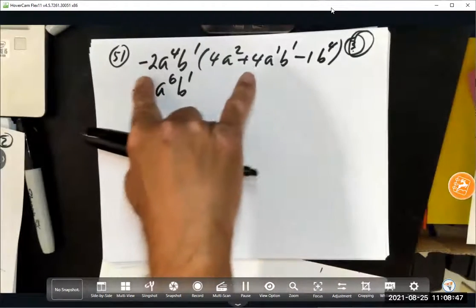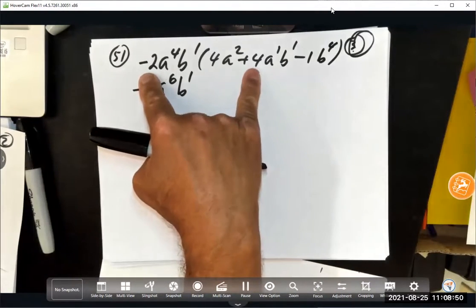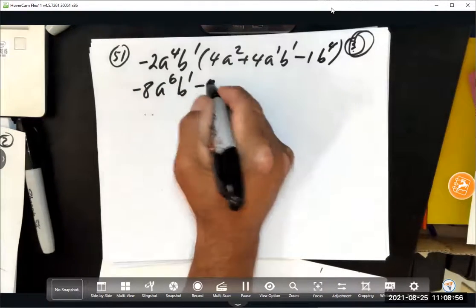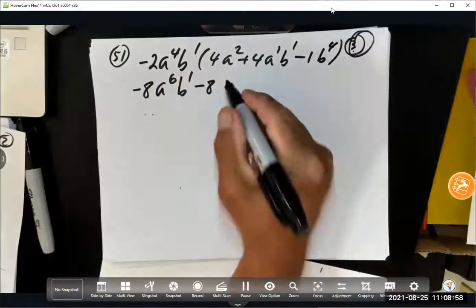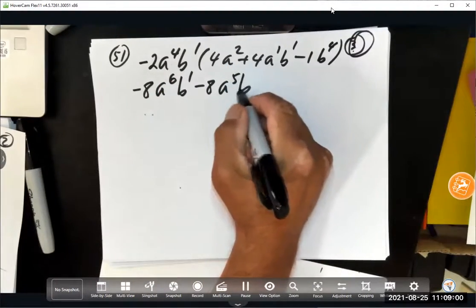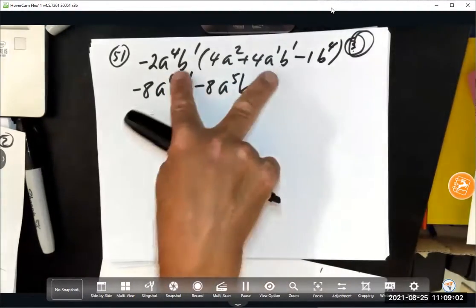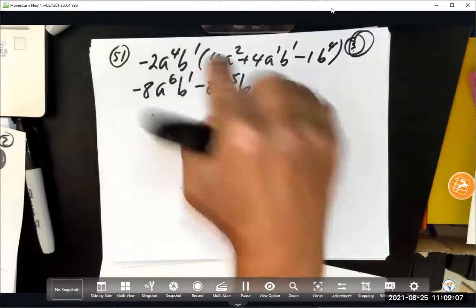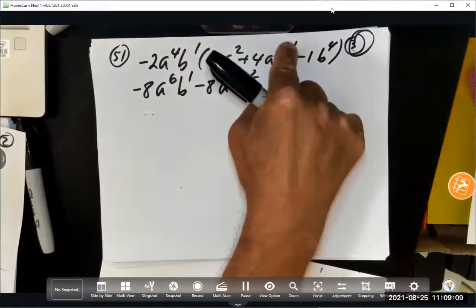Next one. Negative 2 times 4. What is that? Negative 8. Negative 8a to the 5th power. A to the 5 power. And b to the 1 plus 1, 2 power. Yeah, because 1 plus 1 is 2.